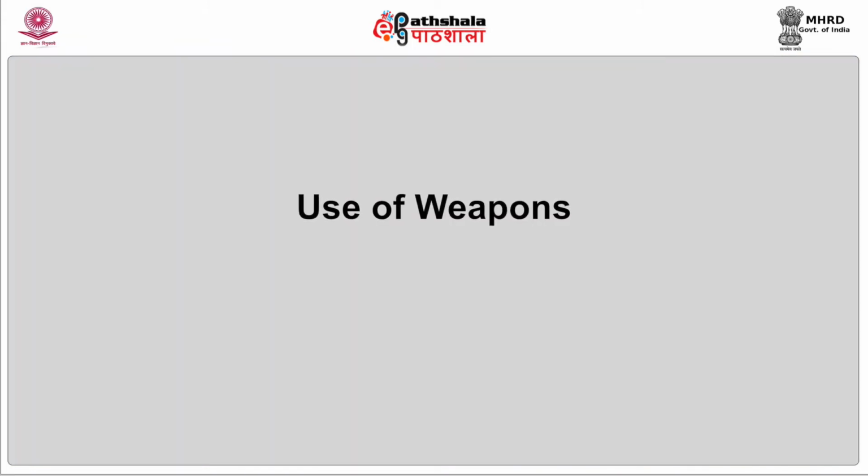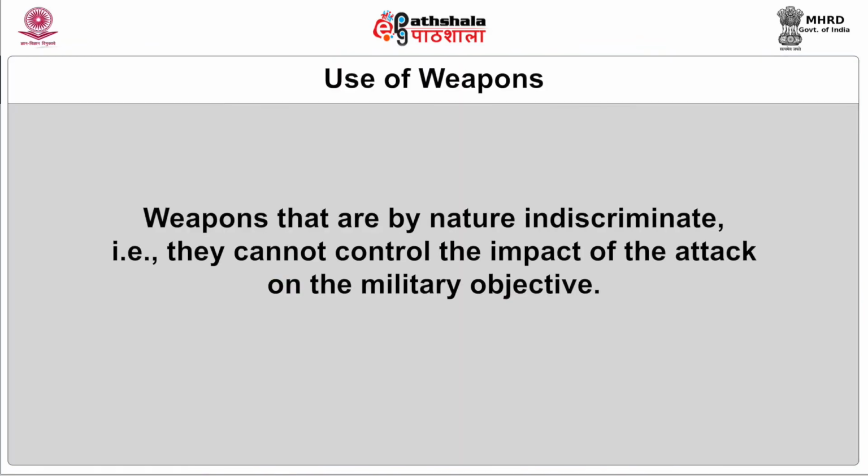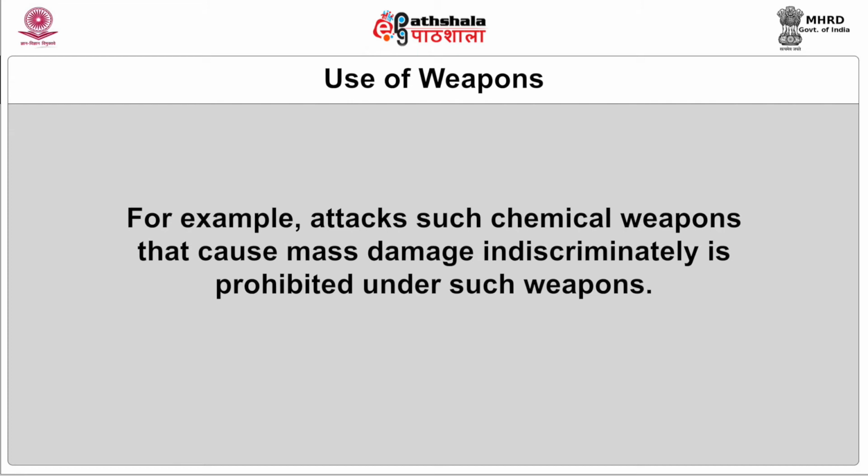Is the use of weapons. Perhaps the easiest category of rules is that of use of weapons. As a general rule, weapons that are of a nature that cause or are likely to cause superfluous or unnecessary suffering are prohibited. Weapons that are by nature indiscriminate, that is, they cannot control the impact of the attack on the military objective, are also prohibited. For example, chemical weapons that cause mass damage indiscriminately are prohibited.